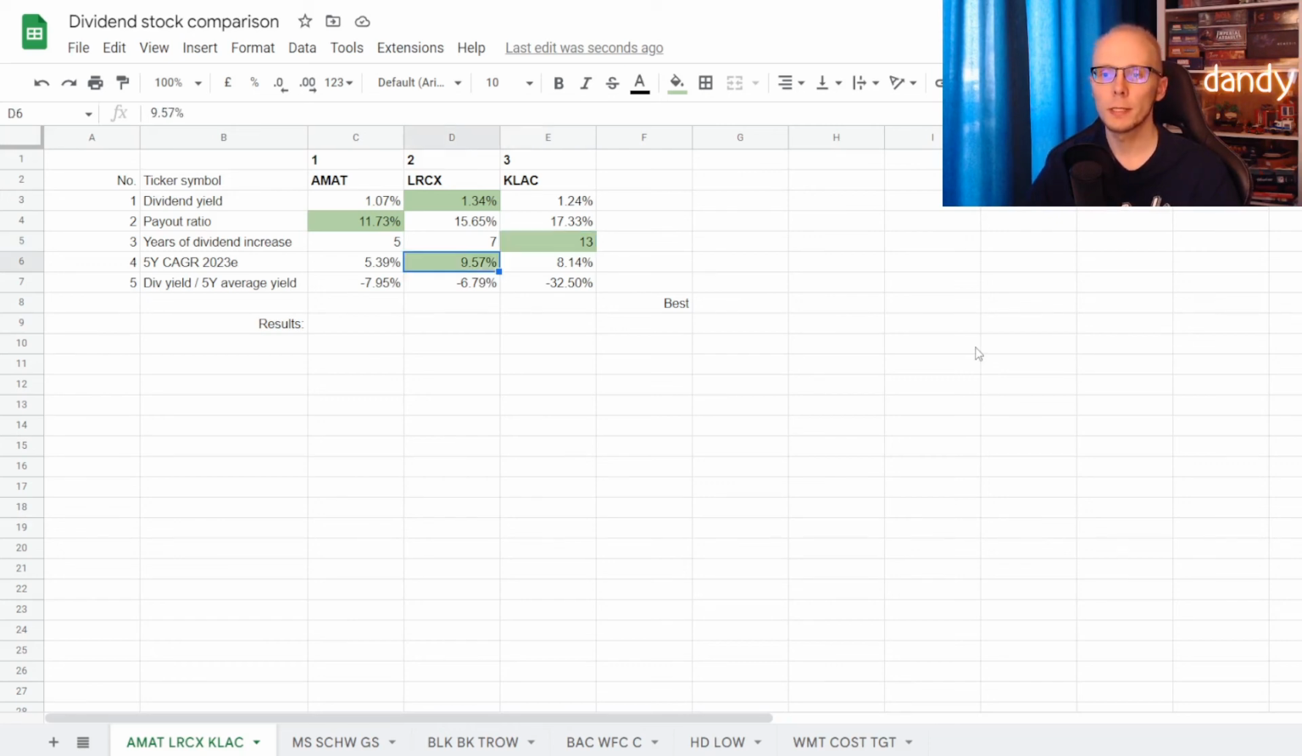Lam Research has the highest compound annual dividend growth rate at 9.57%. And the same stock is now trading at a dividend yield which is closer to its 5-year average at minus 6.79%. So we can calculate results. Applied Material got 1 point, Lam Research 3, and KLA Corporation 1. This means that with 3 points and a clear lead, Lam Research is considered the winner of this comparison.